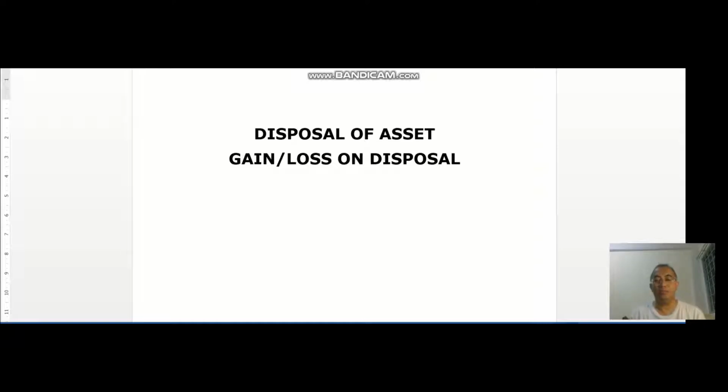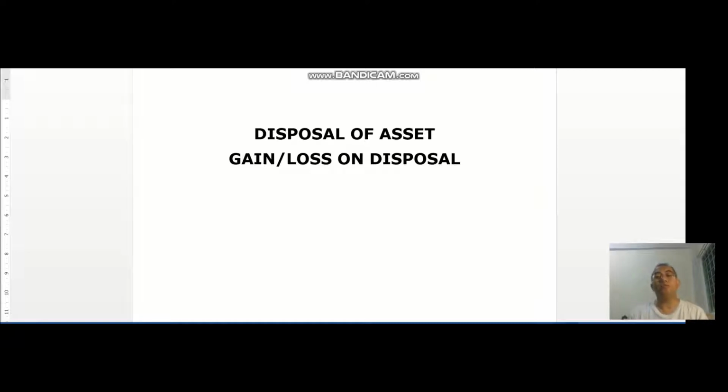Today, for this video, we will learn about the disposal of asset. Either we get a gain or loss on the disposal. So, remember what we have learned about depreciation, accumulated depreciation, and then the net book value of the asset. All of these three items are important to calculate the disposal of asset. We can get either a gain or loss on disposal.